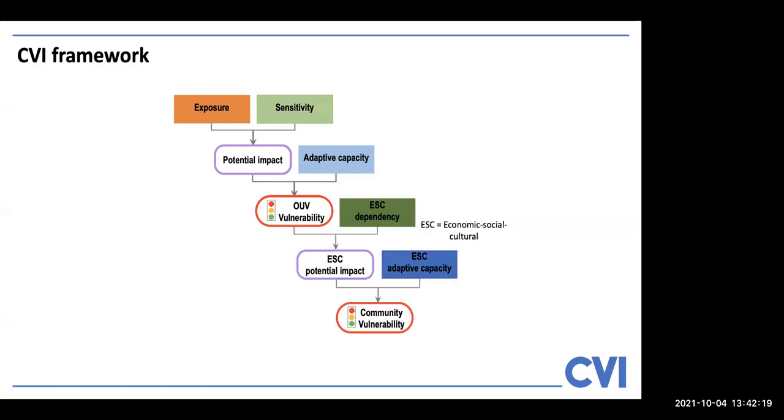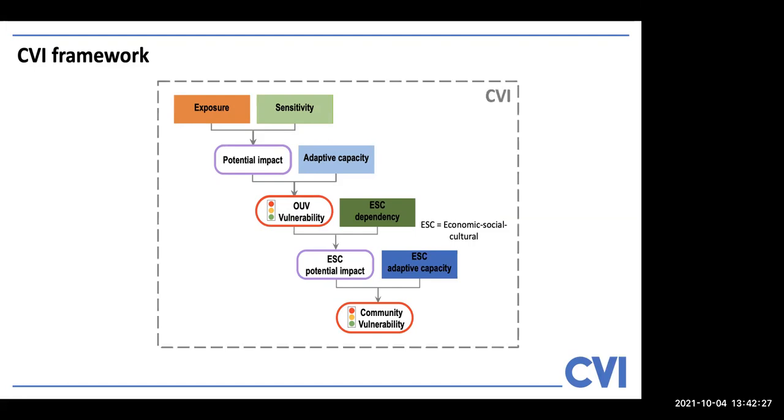And you can see that shown here, the exposure, sensitivity, and adaptive capacity terms, which together lead to an assessment of the OUV vulnerability. In this next phase, we look at the community vulnerability, considering the economic, social, and cultural components. Collectively, this is the CVI process.